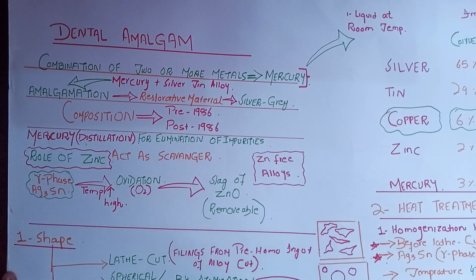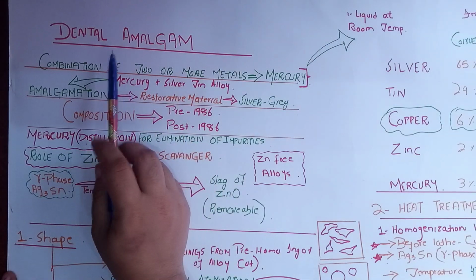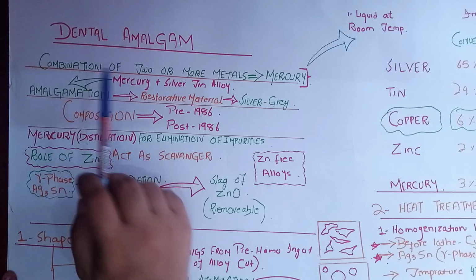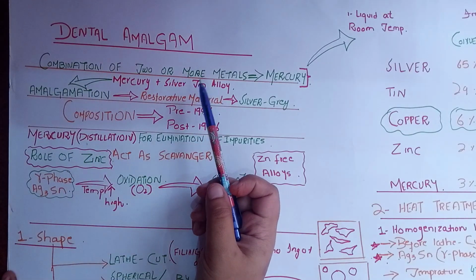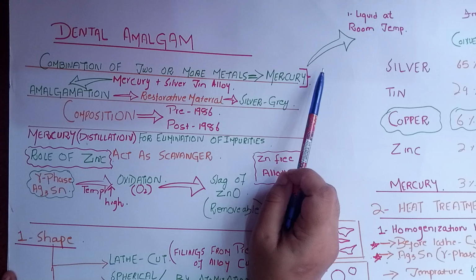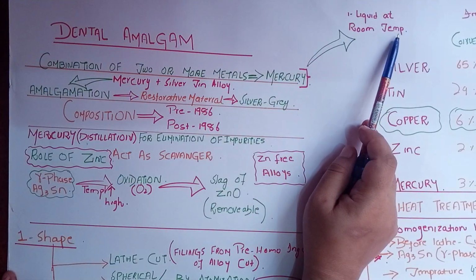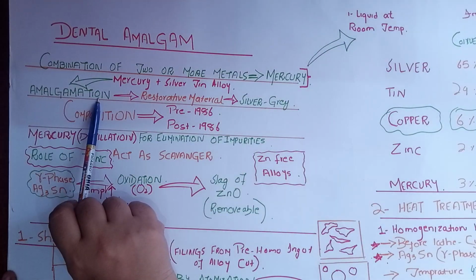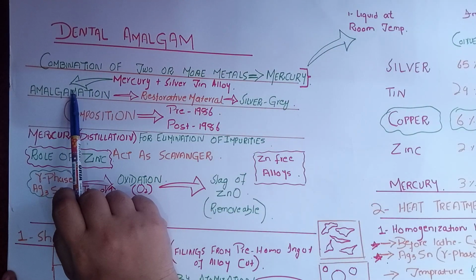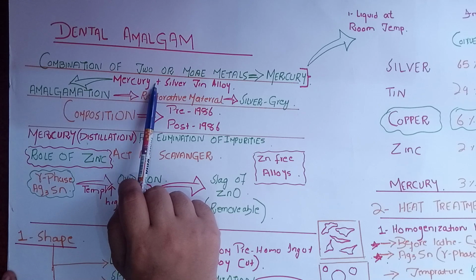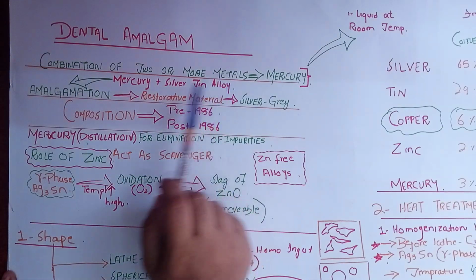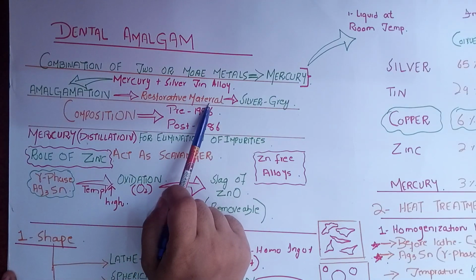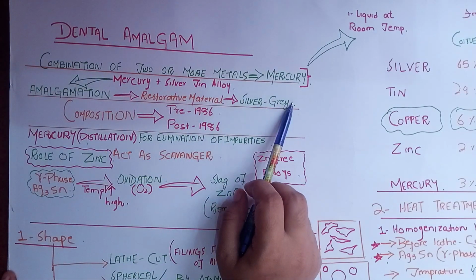Fiza Ahmed, and today my topic is the dental amalgam. Dental amalgam is the material formed by the combination of two or more metals, one of which is mercury, which is liquid at room temperature. The process of the formation of the amalgam alloy is known as amalgamation, and this process is the combination of mercury plus silver tin alloy. As a result of the amalgamation, the restorative material is obtained, which is silver gray in color.